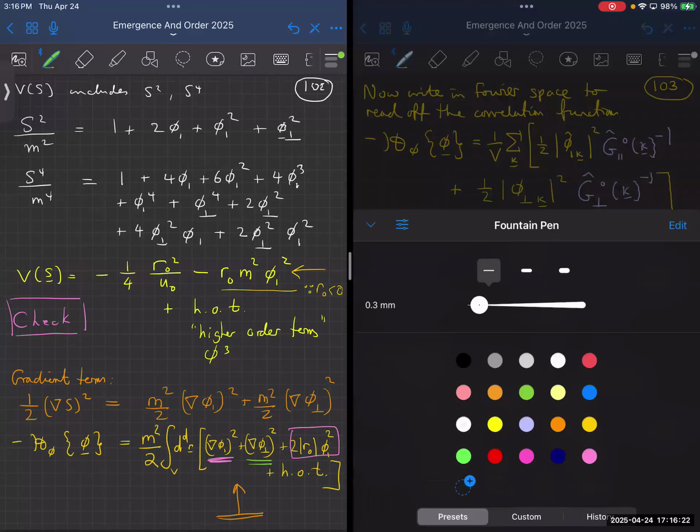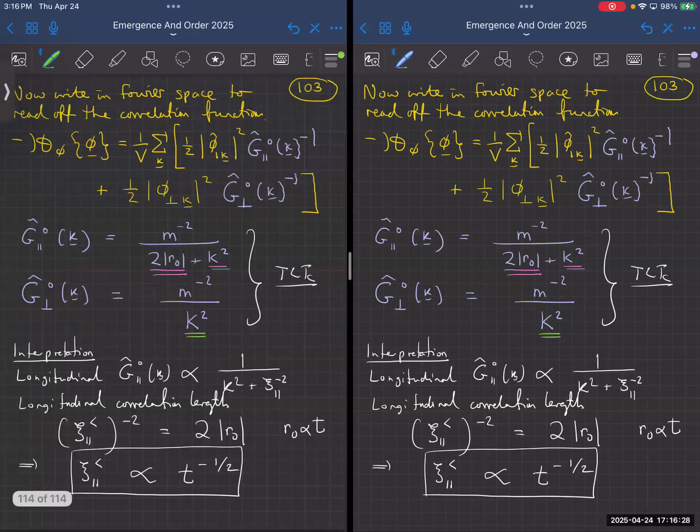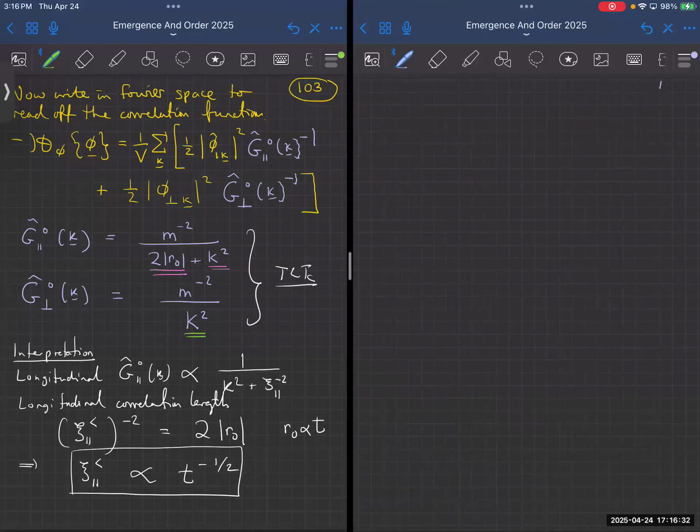So the longitudinal correlations decay exponentially when I take the Fourier transform, with a length scale that diverges as t to the minus 1/2 as I go towards the phase transition. Okay. Now, what about the transverse correlations?